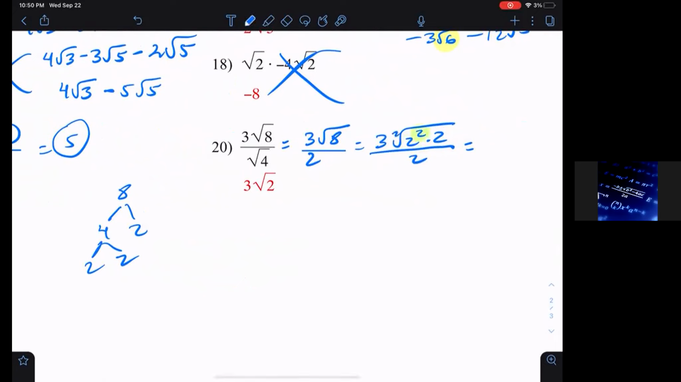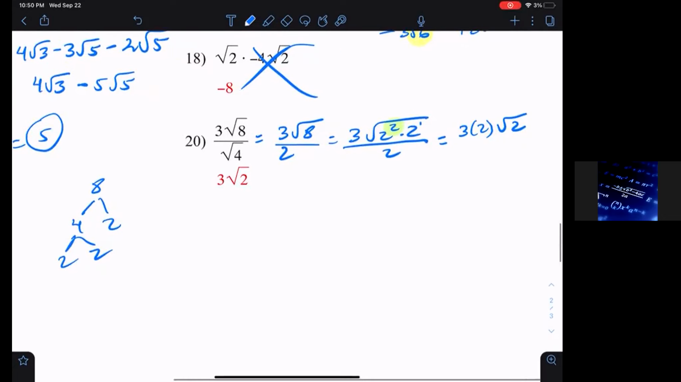And this index is 2. So if you divide 2 divided by 2, that goes into 1. So that means that this is 3. That 2 is going to come out, and then the other 2 is going to stay inside, because this is 2 to the first. 1 doesn't go evenly into 2, right? So that's the reason you have to leave that inside. And then here you have the 2 in the denominator. So you can cancel this out, and then you get 3 root 2.